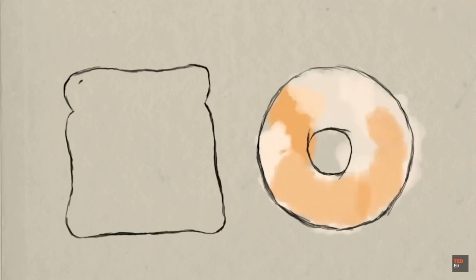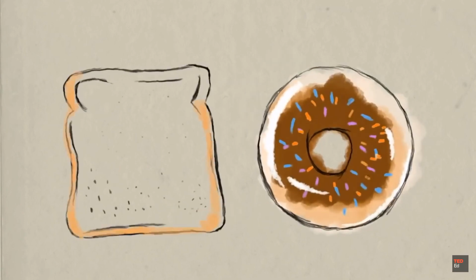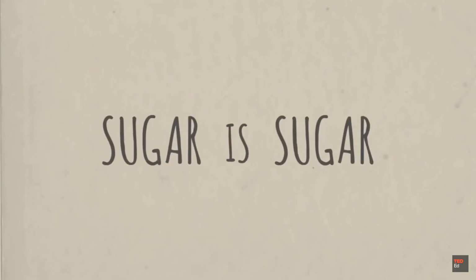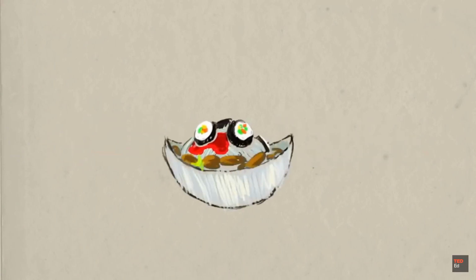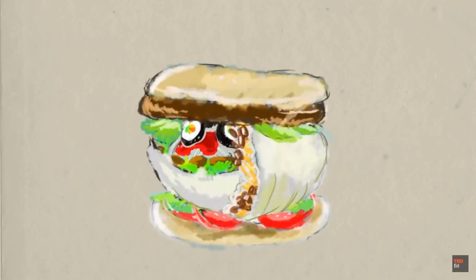So let's get back to your diet. Whether your food tastes sweet or not, sugar is sugar, and too many carbs can be a problem. So maybe you'll want to take a pass on that pasta, sushi roll, pita burrito, donut burger sandwich.